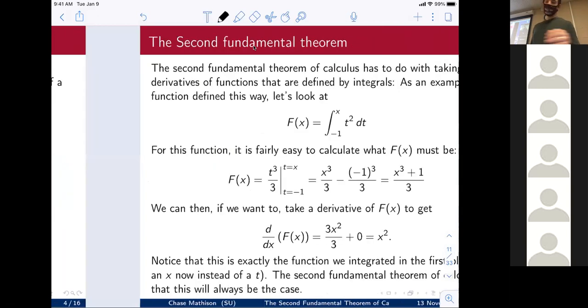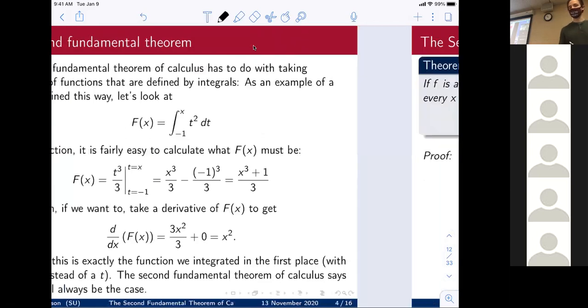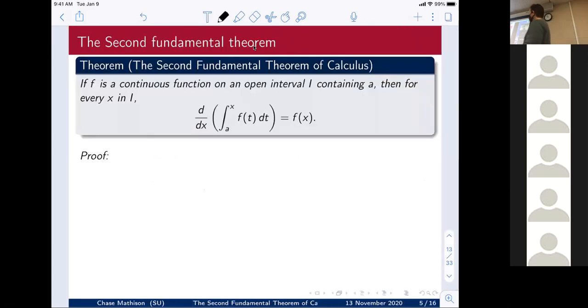So the x squared, again, that's exactly what we started off integrating. I mean, we started off integrating t squared. The variable doesn't really matter. We got the original function that we integrated back. And this is what the second fundamental theorem of calculus says is always going to happen. When I take a derivative of a function that's defined by an integral like this, I'm always going to get this sort of cancellation. Okay, so here is the second fundamental theorem of calculus.